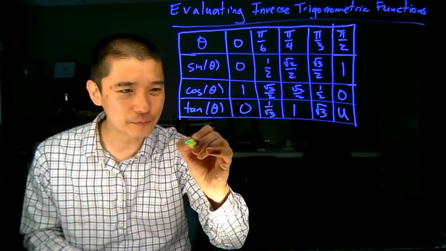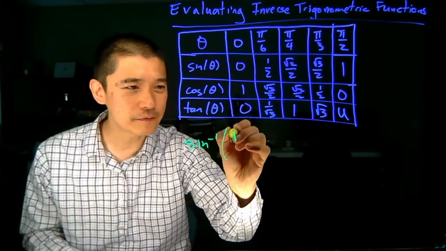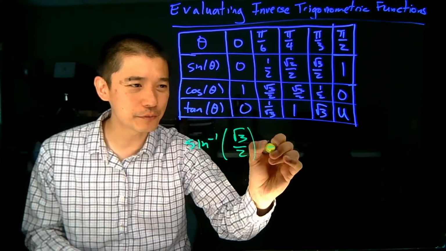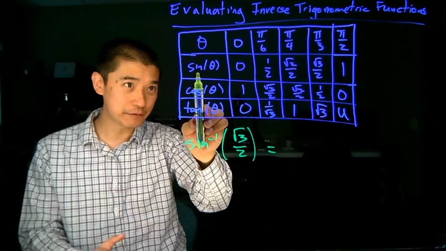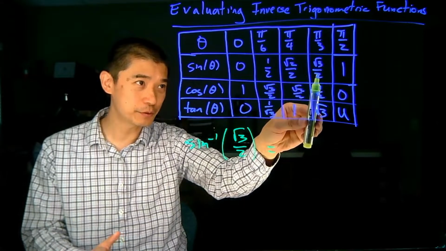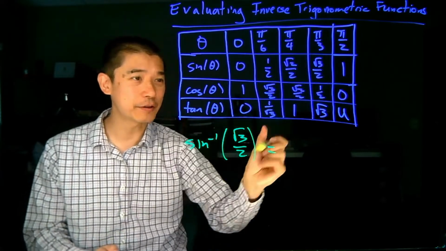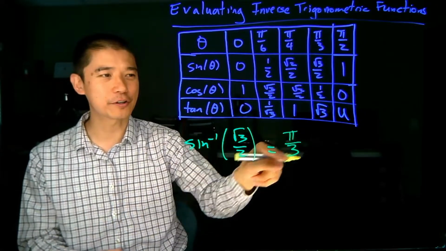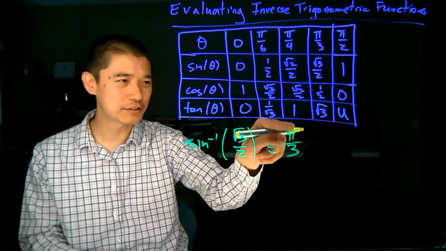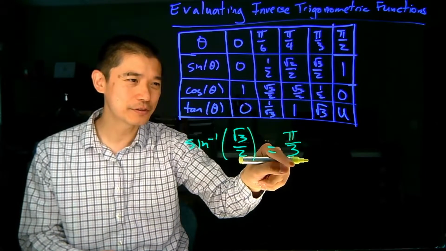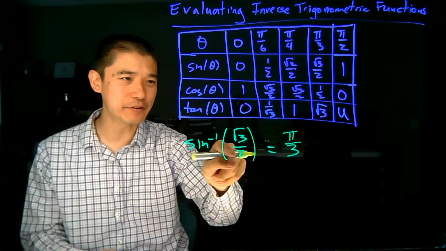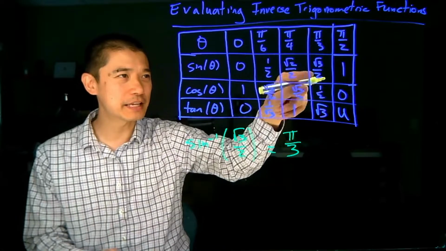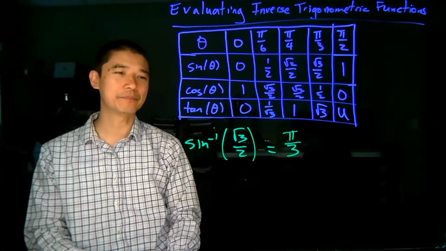So for example, the inverse sine of square root of 3 over 2. So we're going to look at the sine row. We're going to look for square root of 3 over 2. The corresponding angle is pi over 3. Remember that the output of an inverse trig function will always be an angle. And so it's answering the question, what angle has the property that when we take the sine of it, we get square root of 3 over 2, and that's this one right here, pi over 3.